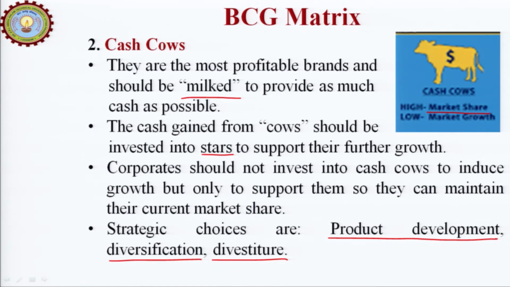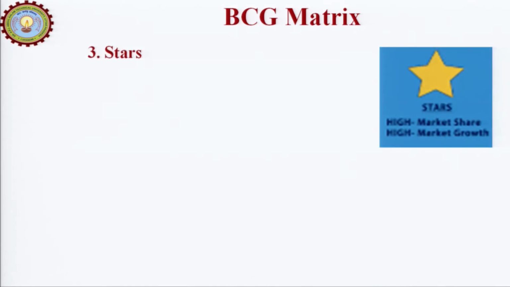You can go for diversification. With the cash cows, you can use them to enter new businesses, and you can also divest. Gradually you can reduce your parts or reduce your shares in this business. You can sell off the shares which you have in this business. So, this is about cash cows.